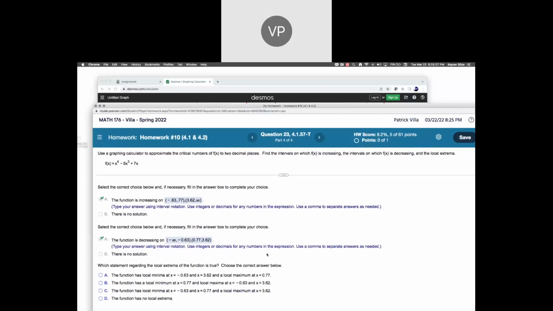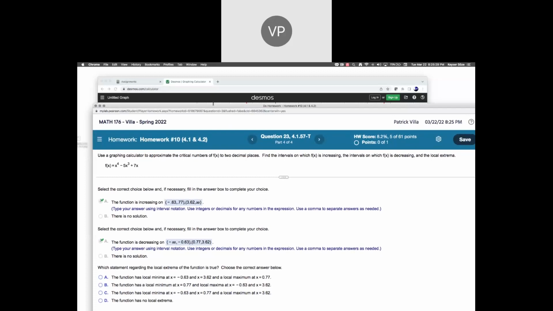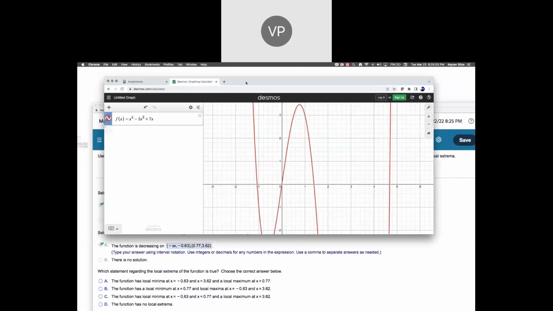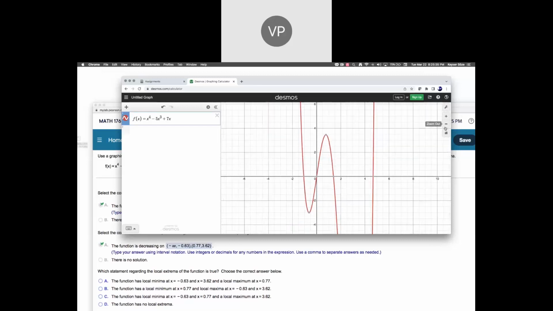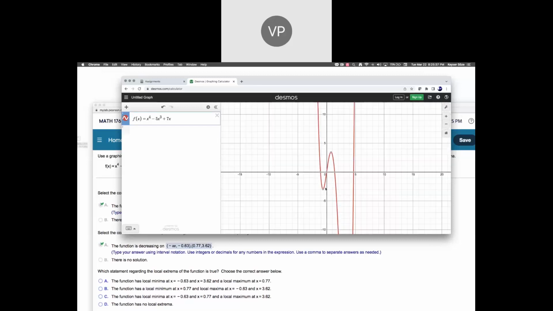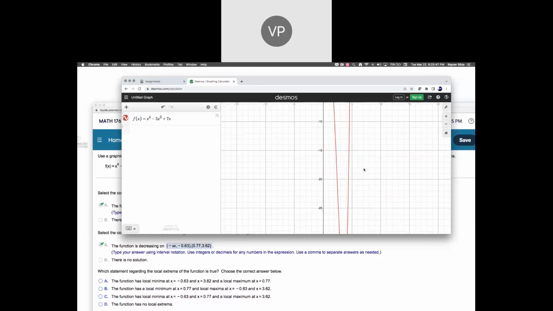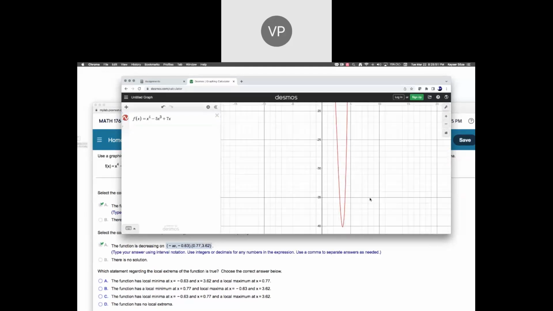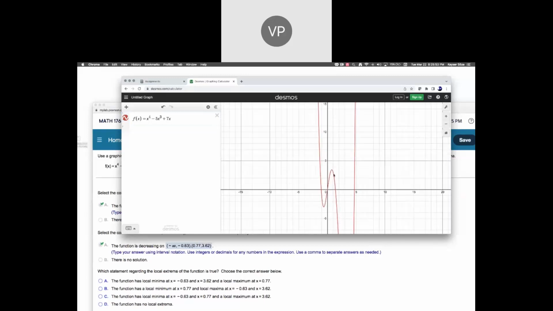Okay, and last one, which of the following is true? All right, function has a local minima, let me pull up my graph, at negative 0.63. That looks right. That's a local minimum right there. It has and at 3.62. Well, at 3.62, yep, that was this other one way down here. X values were 3.62 and a local maximum at 0.77. So that looks like it's exactly correct.